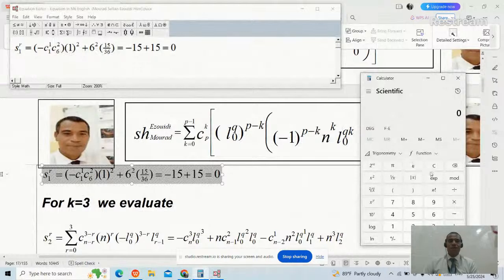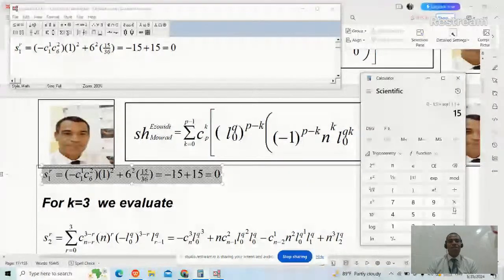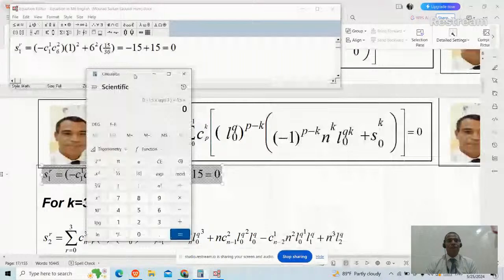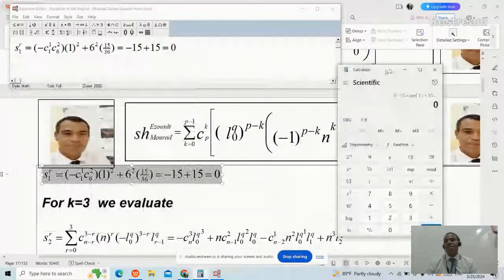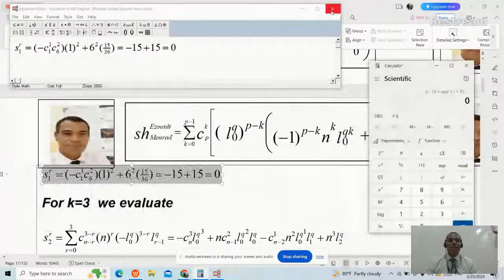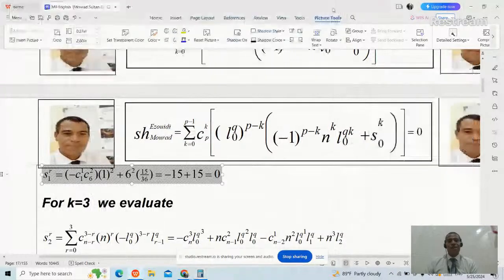I will use my calculator. It will be negative 15 times 1 squared, no problem, I write it, plus 15. This one, learners, should be equal to 0. Therefore, the value of S1, learners, is 0. Now we calculated the value of S1, and we also calculate the value of S0, and the value of S minus 1.